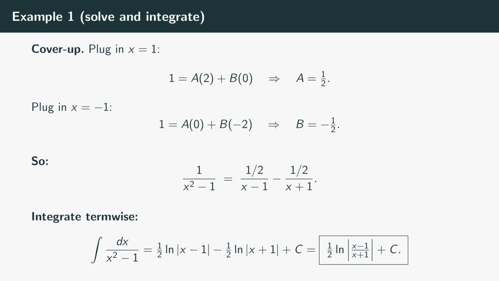Each one is a log. 1/2 the natural log of the absolute value of x minus 1, minus 1/2 the natural log of the absolute value of x plus 1, plus the constant. Combine using log rules, 1/2 times the log of the quotient. Final answer, 1/2 the natural log of the absolute value of the quantity x minus 1 over x plus 1, plus c. One messy-looking rational function converted into a single clean logarithm. That's partial fractions in 2 minutes.